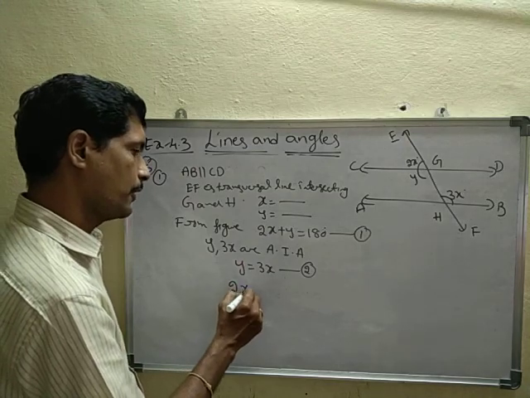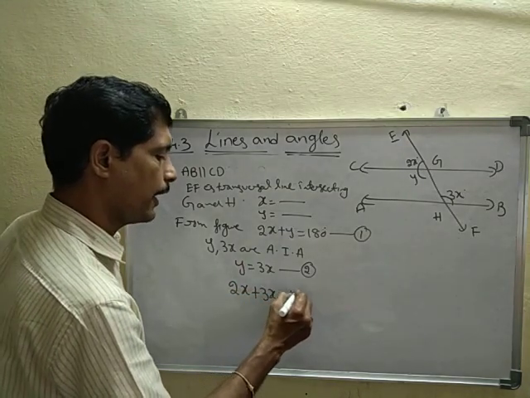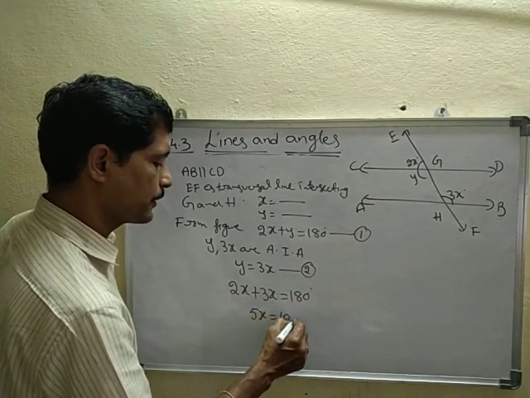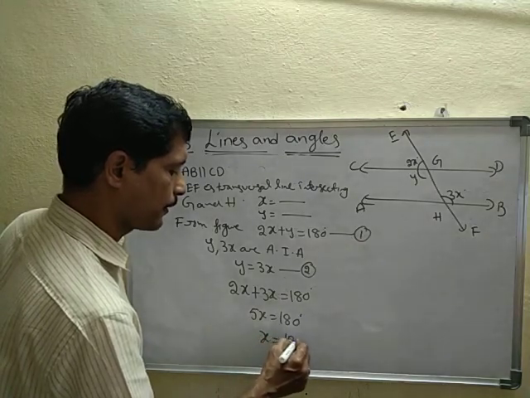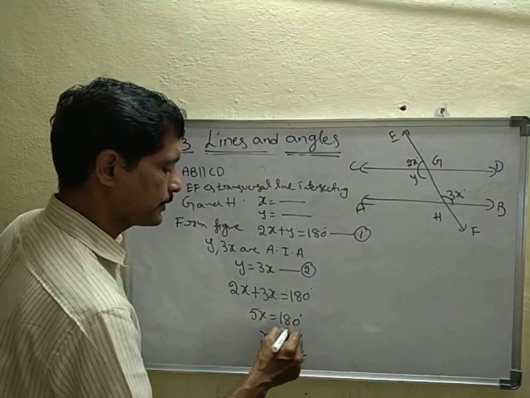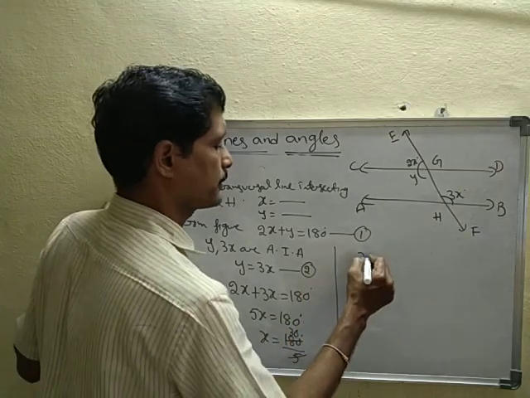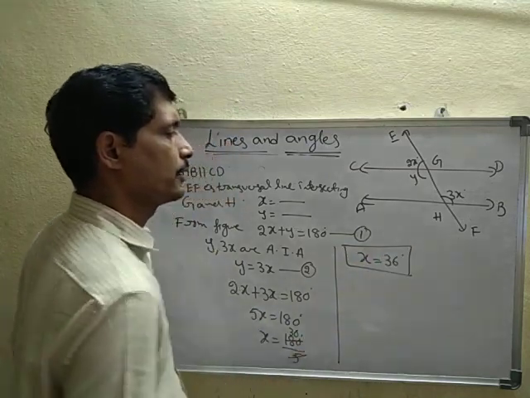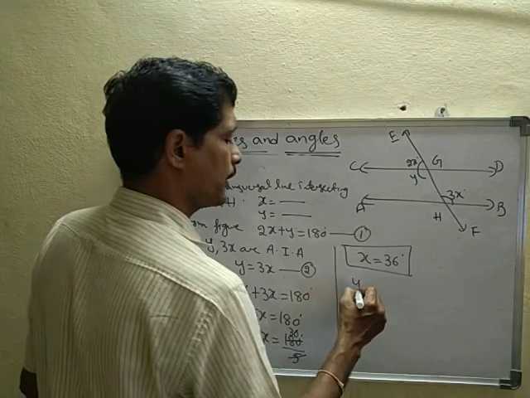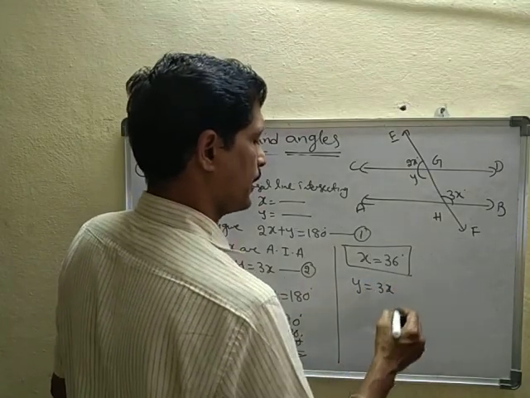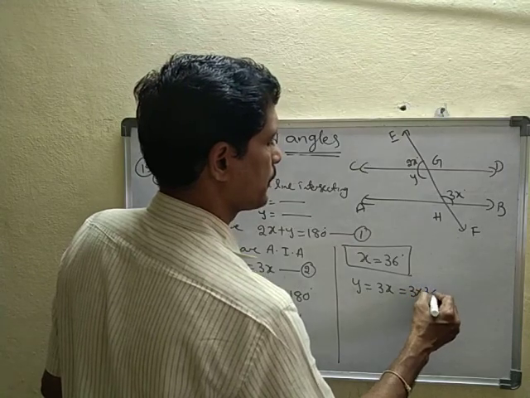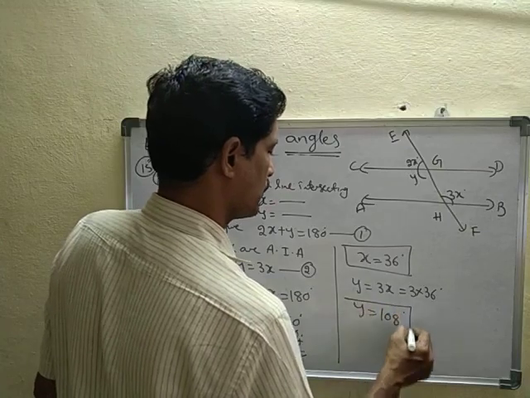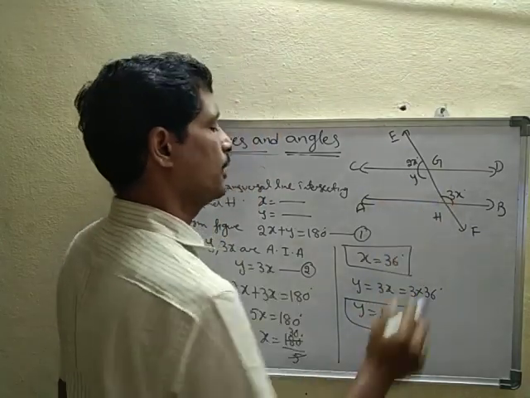Therefore 2x plus 3x equals 180. Therefore 3x plus 2x, that is 5x, equals 180 degrees. Therefore x equals 180 by 5, that is 36. Therefore x equals 36 degrees. Then y equals 3x, that equals 3 into 36, therefore that equals 108 degrees. This is 108, this is also 108.